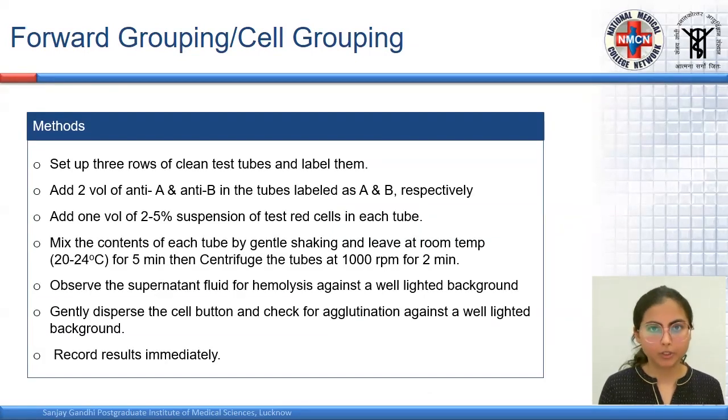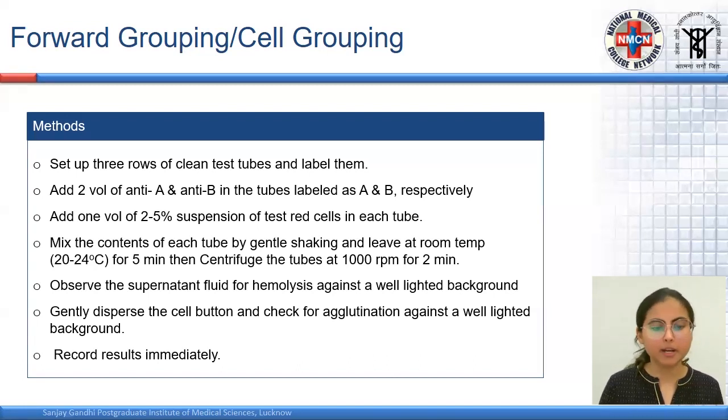So how to perform forward grouping for the cells? You need to take 3 or even 4 tubes for forward grouping. You need to label them as anti-A, anti-B, anti-D, or if 2 separate anti-D sera are available, you need to label them as anti-D1 and anti-D2. As we have read before, serum is to be added first. In this case, the serum is the commercially available one. So add 1 drop each of anti-A, anti-B, and anti-D, or D1, D2, whichever is available. Then add 2 drops of 2 to 5% suspension of test red cells in each tube.